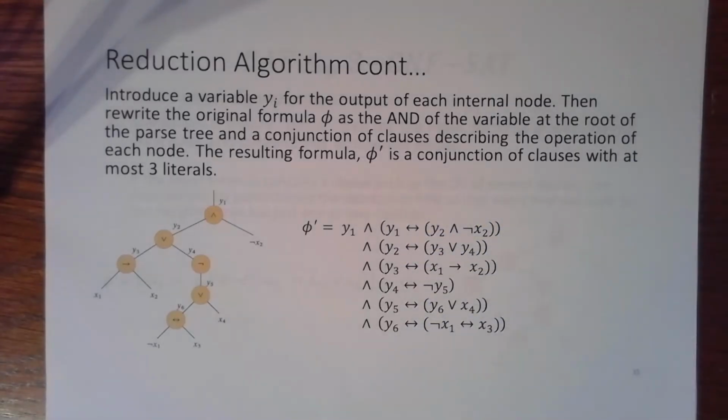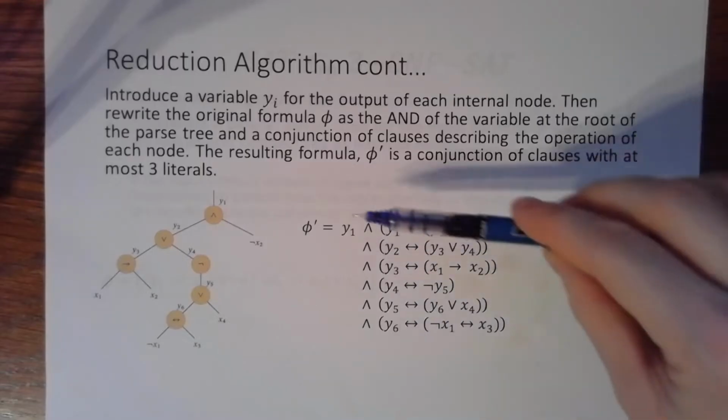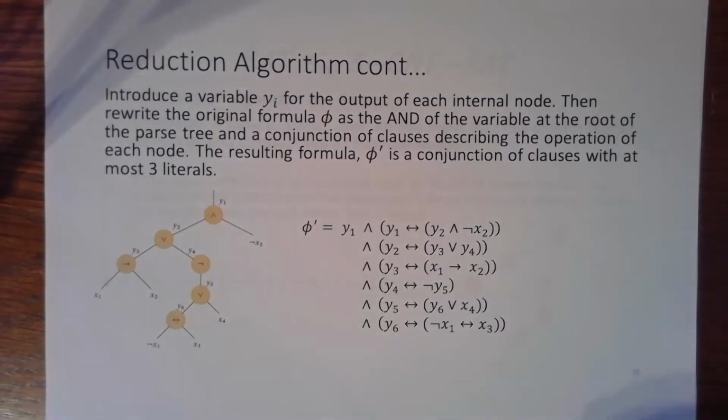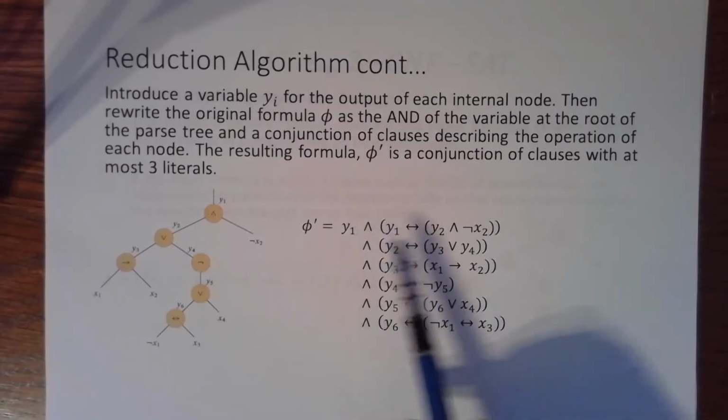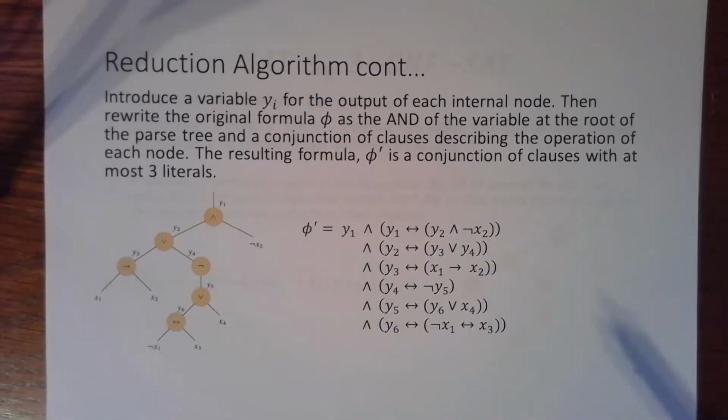Okay, so this is the first step. That's step 1. Once we have a formula in this form, notice it's still not 3-CNF-SAT. It's not in conjunctive normal form because it's not a conjunction of disjunctions, and we also don't have 3 literals in every individual thing that's ANDed together. So we still have a lot of work to do to get this into an instance of 3-CNF-SAT.